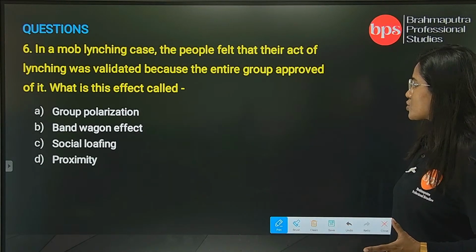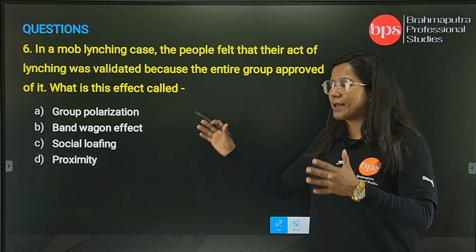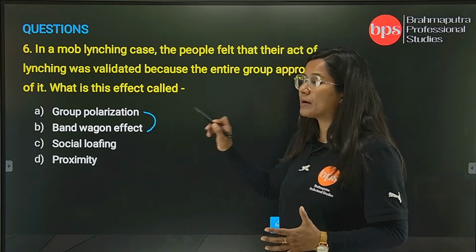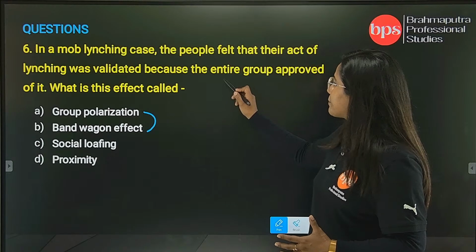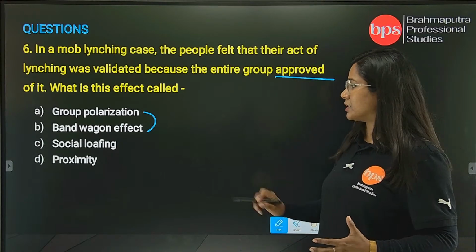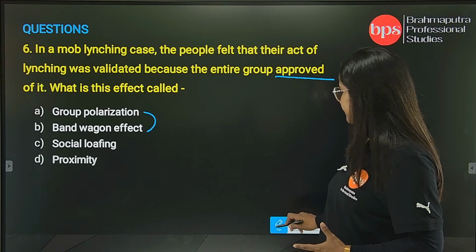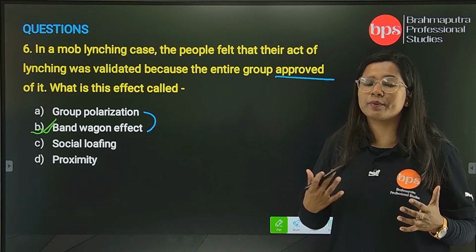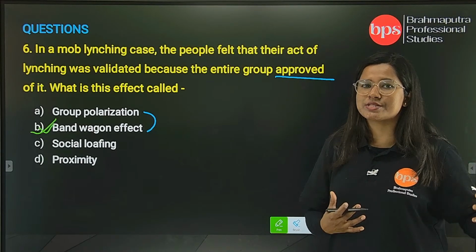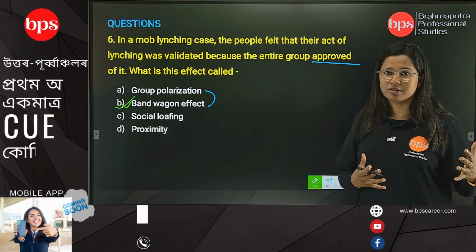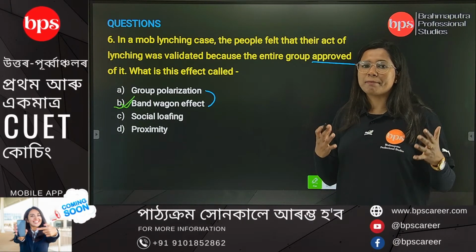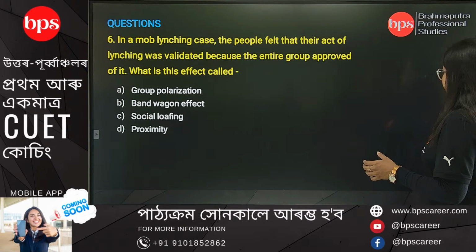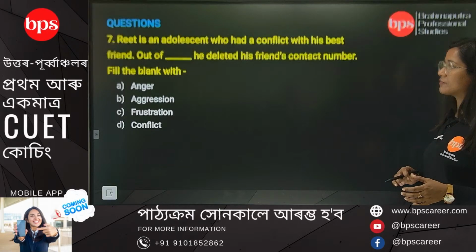You will get confused with these two, group polarization and bandwagon effect. Here both these options are confusing, but be clear, when something is being approved, we will term it as bandwagon effect, where people are not questioning what will happen, what will be the consequences of that kind of decision. So that we term it as the bandwagon effect. Okay, is it clear? Moving on to the next question, number 7.